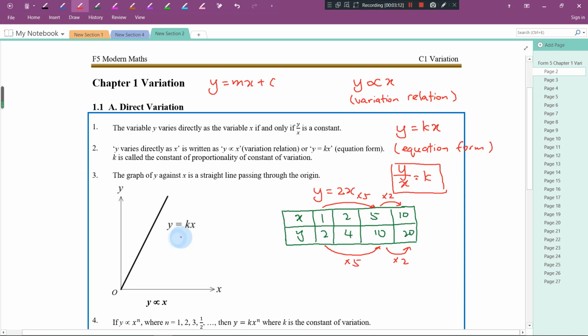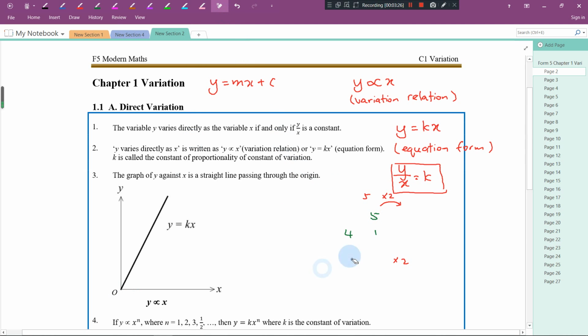So this is the graph that I mentioned just now. If you draw this graph, y against x, you get a straight line. k is the gradient of this graph, and this straight line will pass through the origin. You will always see this graph. This graph has a positive gradient.